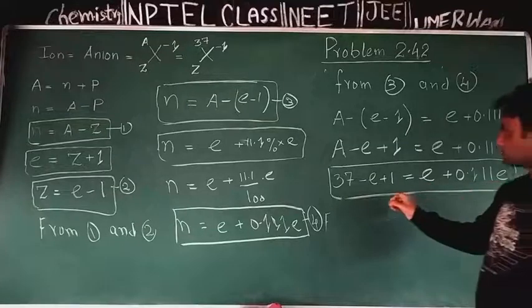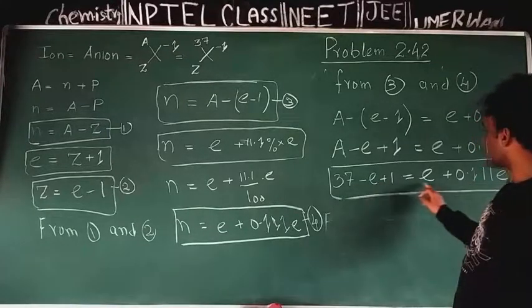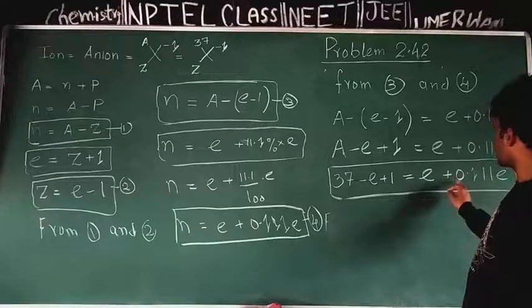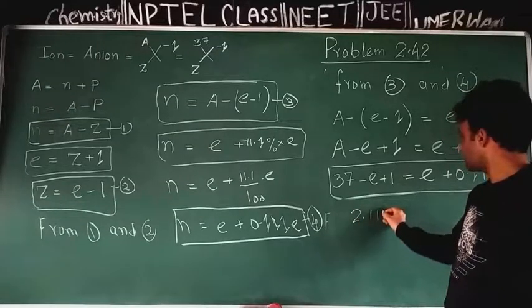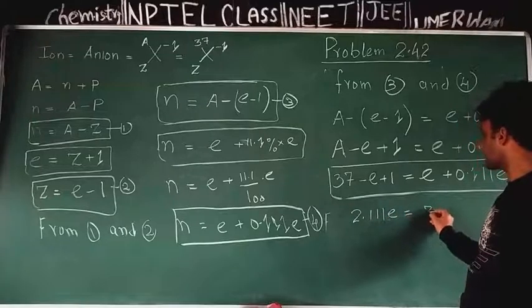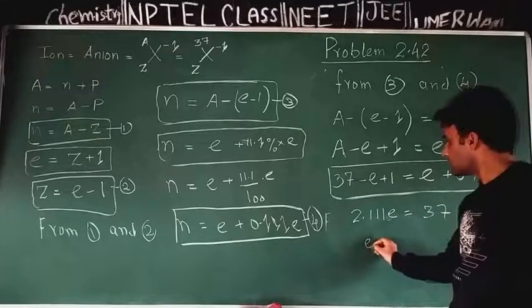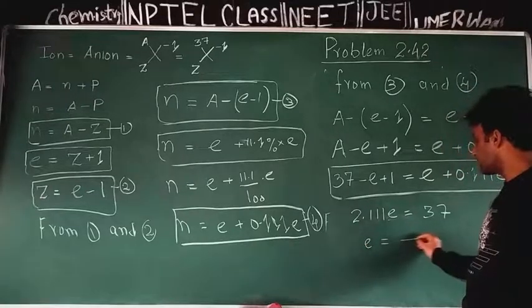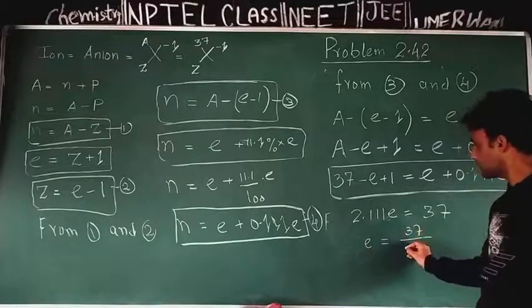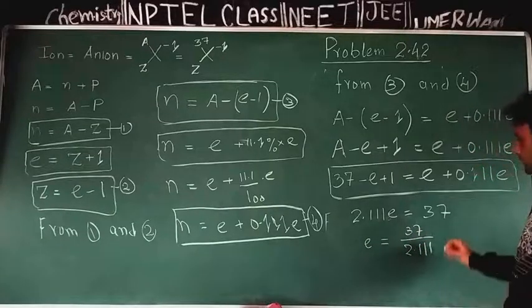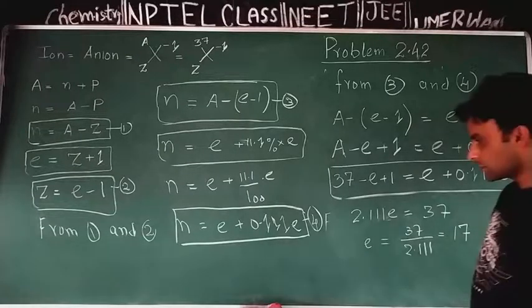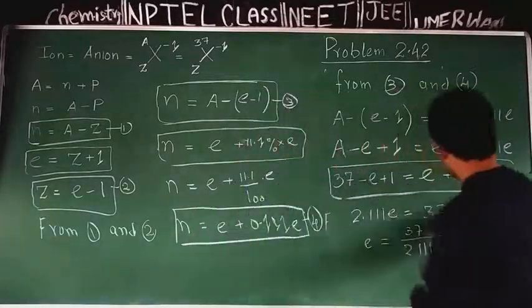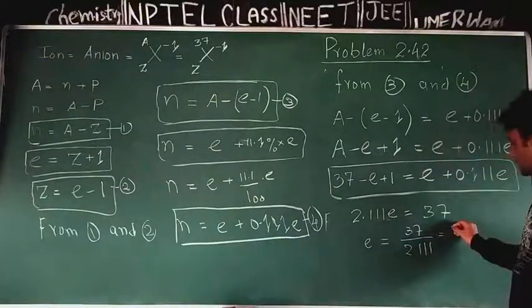I will take this E to the RHS. So the total number of E on the RHS will be 2.111 E is equal to 37, and E, the number of electrons in this ion, will be equal to 37 divided by 2.111, and it will come equal to 17, or if I check, it will come equal to 18. It comes equal to 18.